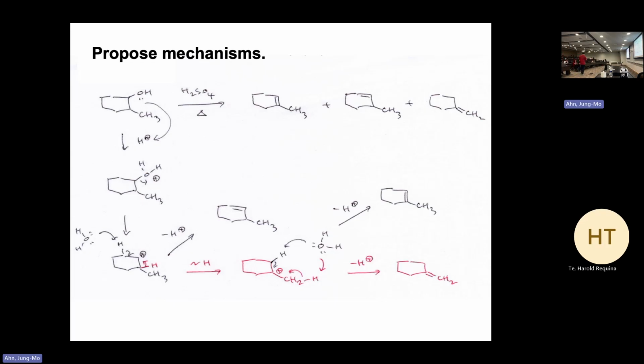Actually, they all come at the same time. This is the one we just talked about. You can predict which one is going to be the major product. So out of those three, which one do you think is the major product? This one, that one, or this one, right?